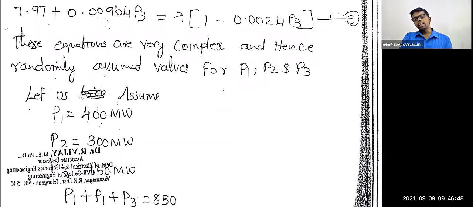You can also take like 500 megawatt, then some 100 megawatt, then again 250, like that. It has to satisfy the demand. Otherwise, you can take any values. But in practical, how these values are assumed depends on the installed capacity of the generating units.